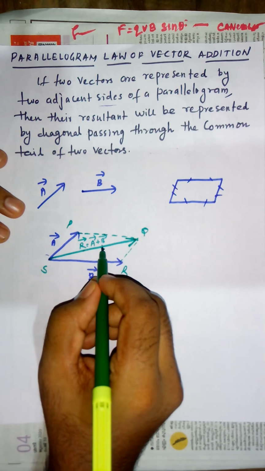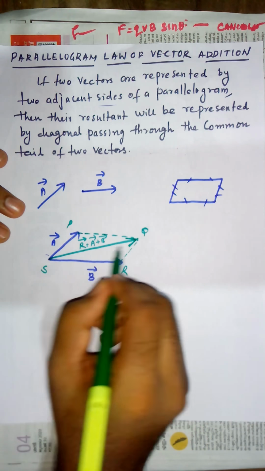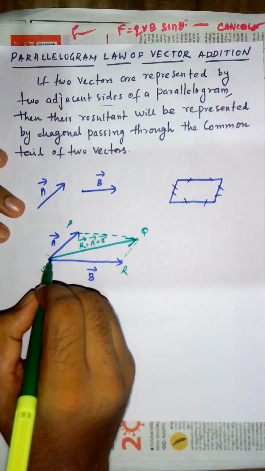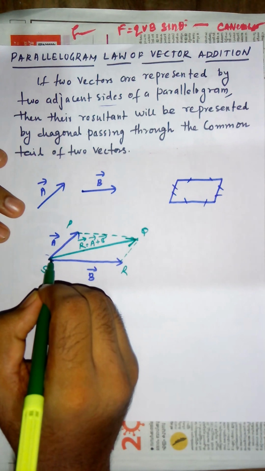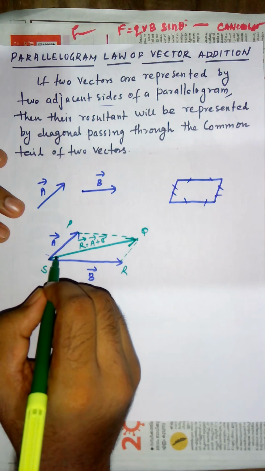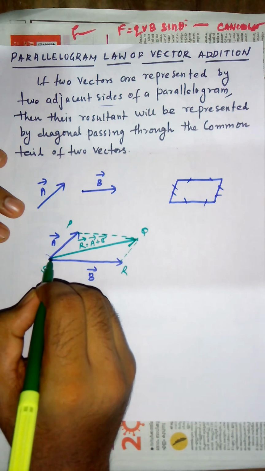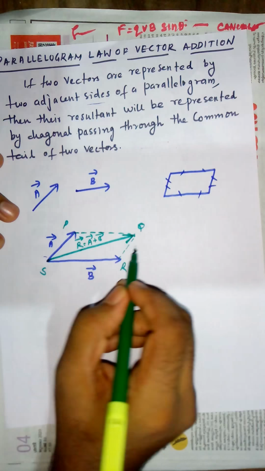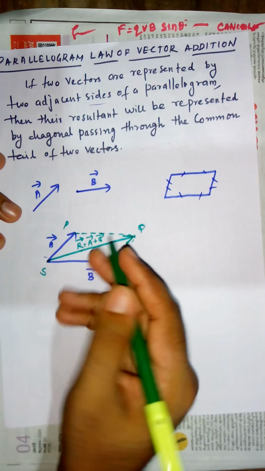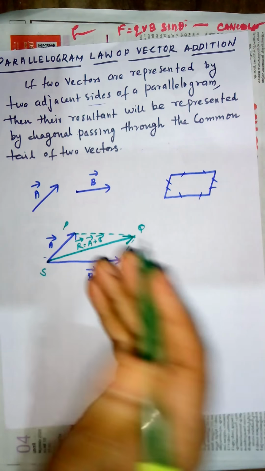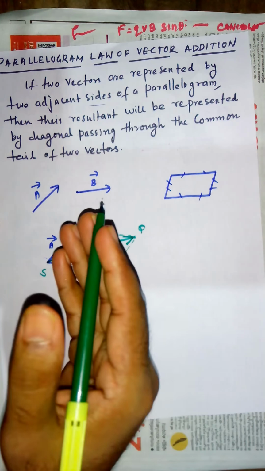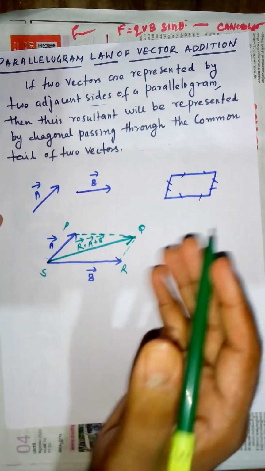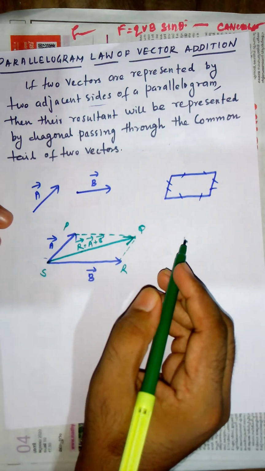So A plus B will be the diagonal which is drawn from the common tail or from the common junction of two vectors, okay. So this diagonal will be providing us the resultant vector, okay, right. This is actually equal to the previous principle, the previous triangle law of vector addition. How can I say that this is similar to the triangle law of vector addition?